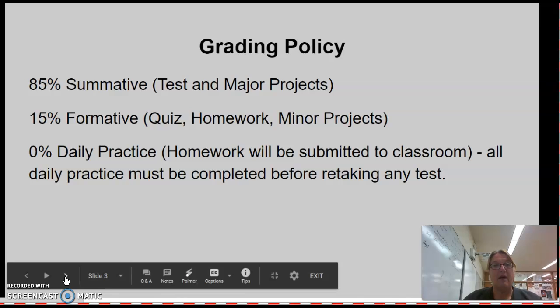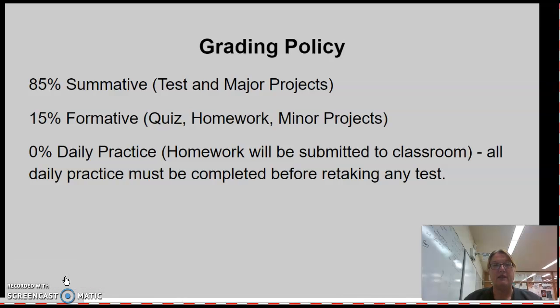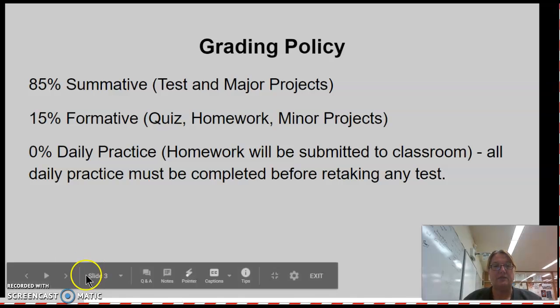All right, my grading policy is the same policy that is offered by Norfolk Senior High. 85% of your grade is summative, which are, for me, tests and major projects. 15% of the grade is formative, which are quizzes, homework, and minor projects. And then 0% is my daily practice. They submit homework to the Google Classroom, but it doesn't necessarily count towards their daily grade. However, if they want to retake a test, then before retaking any test.